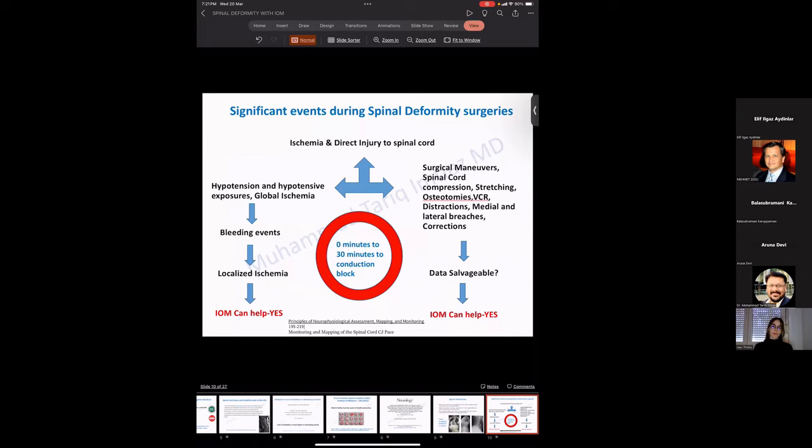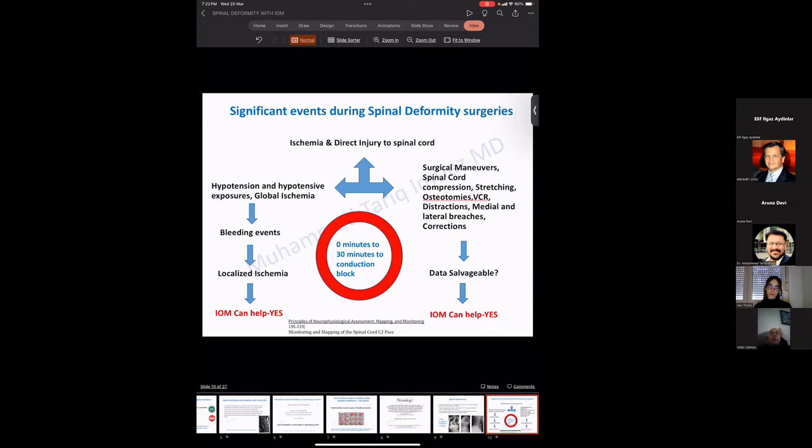So what are the events that actually cause deficits or changes during spinal deformity surgery? If I highlight one event, that will be ischemia. Now, ischemia is caused by hypertension and global ischemia, which is obviously related to hypotension. A lot of surgeons in scoliosis, especially major scoliosis, opt for hypotensive exposures.